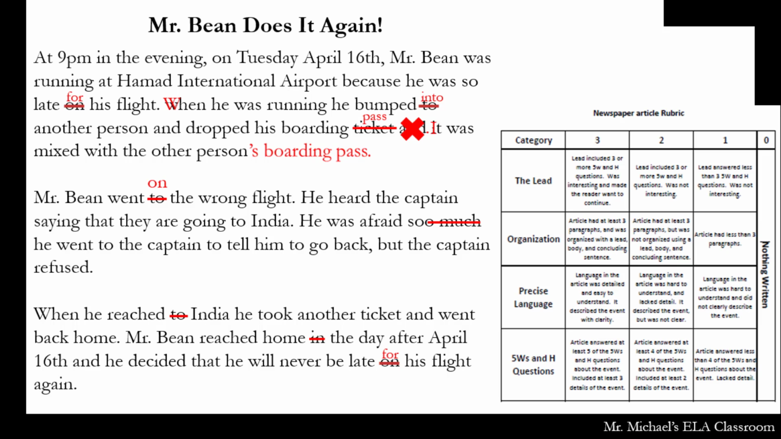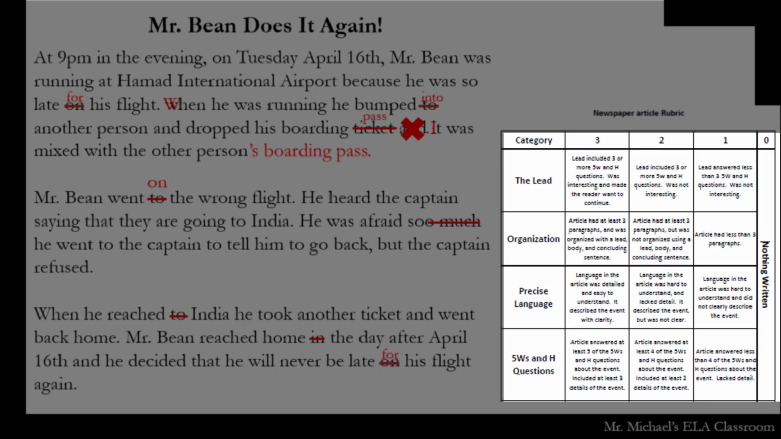So let's look at the rubric. This was actually a very good submission. The lead was excellent. It uses precise language, and he answered all the 5 W's and H questions. The only place he lost marks was the article had less than 3 paragraphs. So this is 10 out of 12. That's a very good mark.